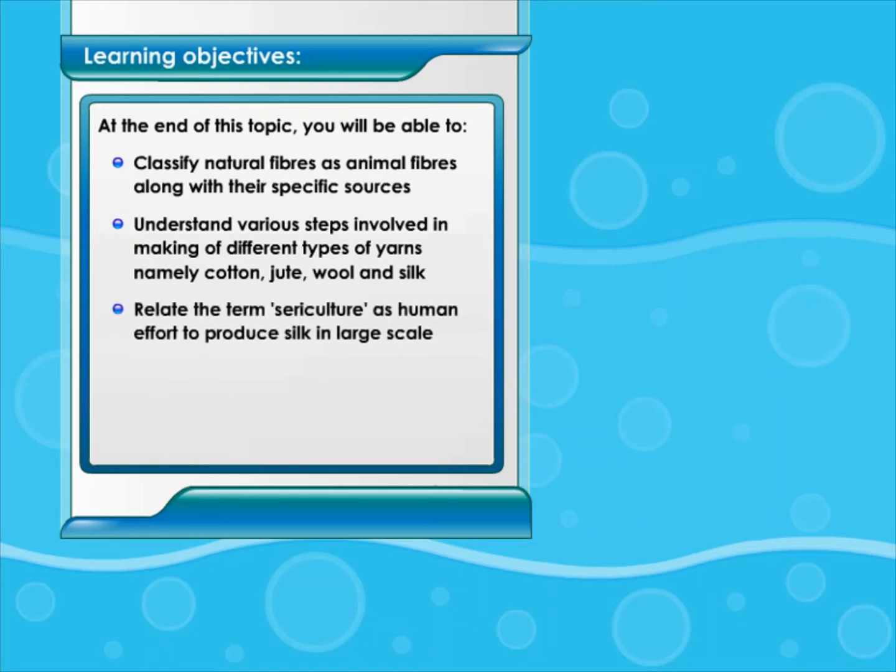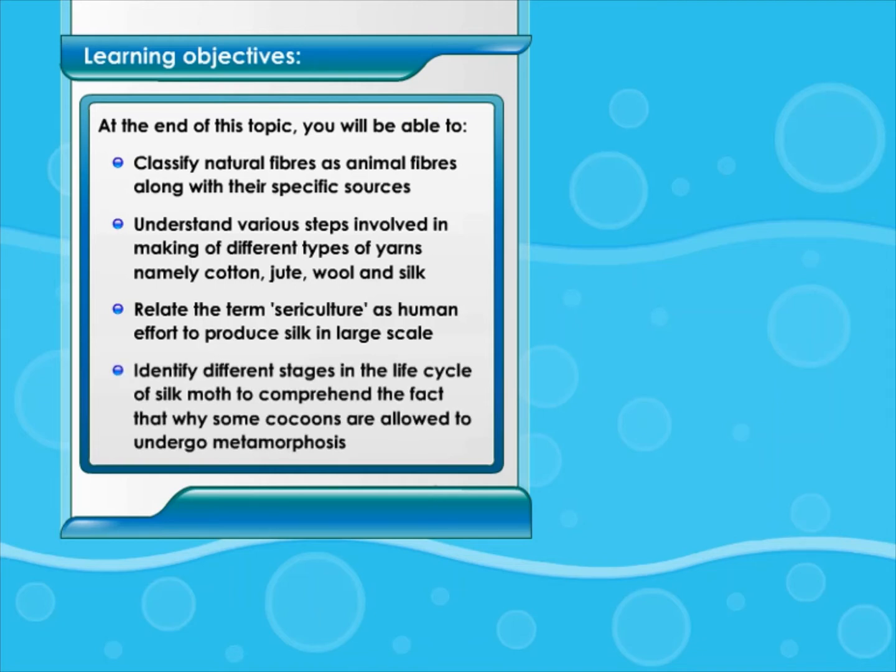Relate the term sericulture as human effort to produce silk in large scale. Identify different stages in the life cycle of silk moth to comprehend the fact that why some cocoons are allowed to undergo metamorphosis.